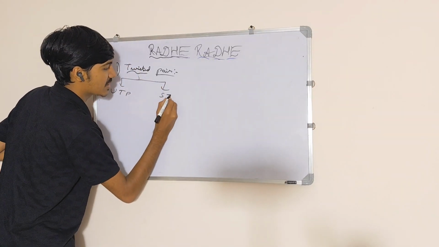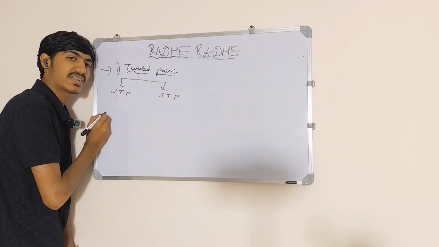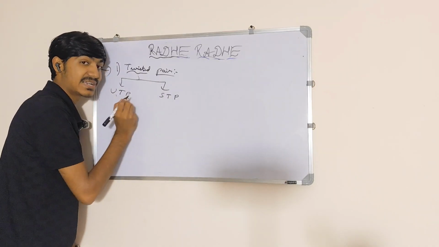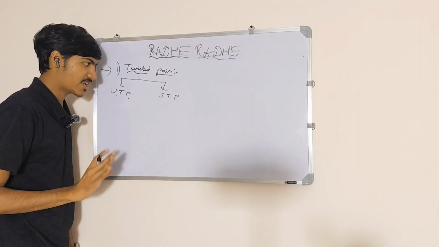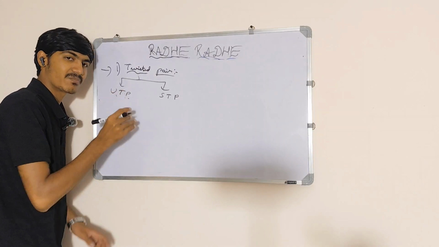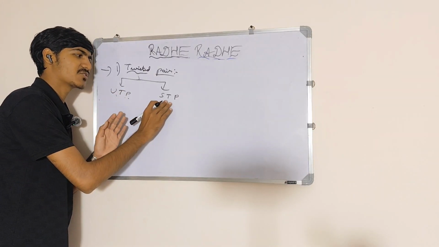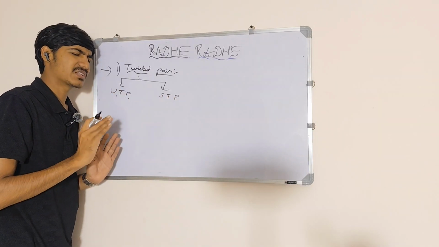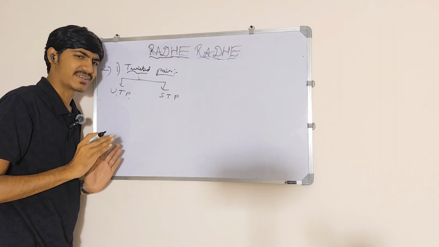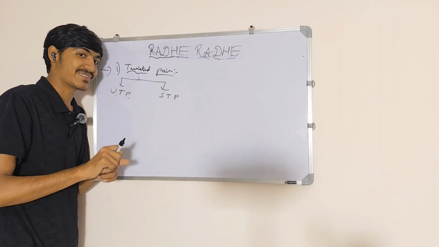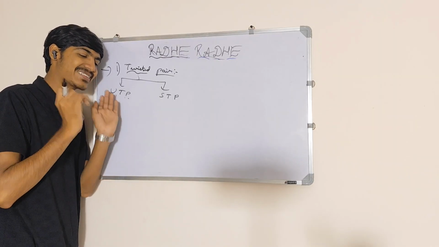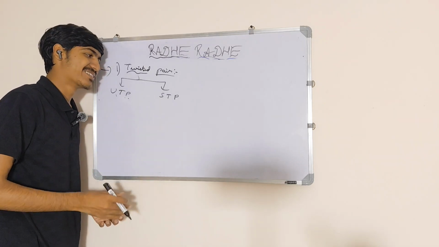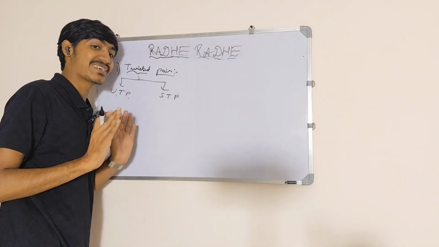UTP, STP. Unshielded twisted pair, shielded twisted pair. Getting my point? Here the twisted pair is unshielded. Here the twisted pair is shielded. Now you might be thinking, what is the use of shielding here? It is not for protection. Don't think that it is used for protection. No. I'll tell you why shielding is necessary here.